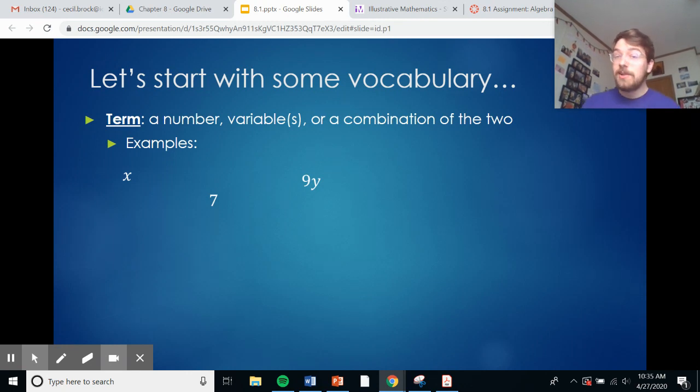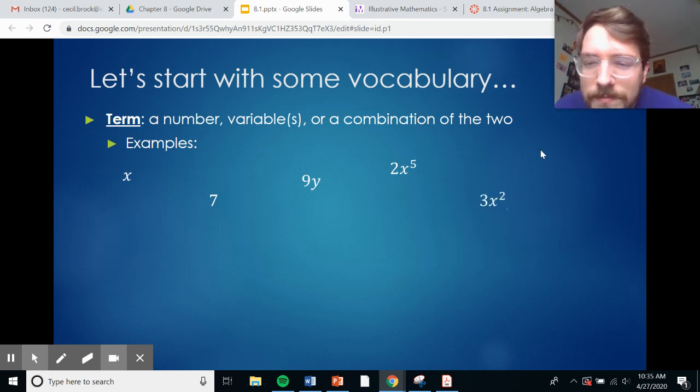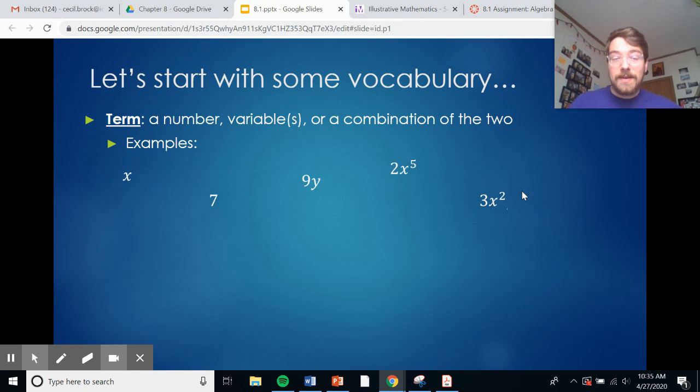You could get a little crazier and then maybe have a number, a variable, and then a little exponent on top too. No one said anything about exponents, so you can have those as well. That is also a term. Or you could go extra crazy and have a couple extra. Hold up. There should be a y right here.